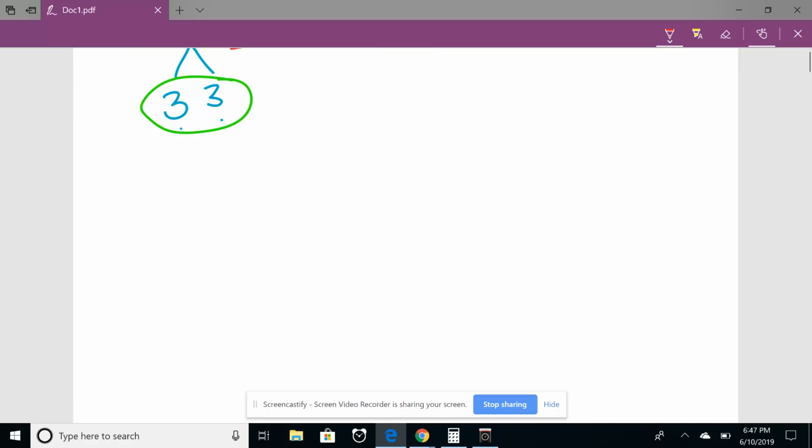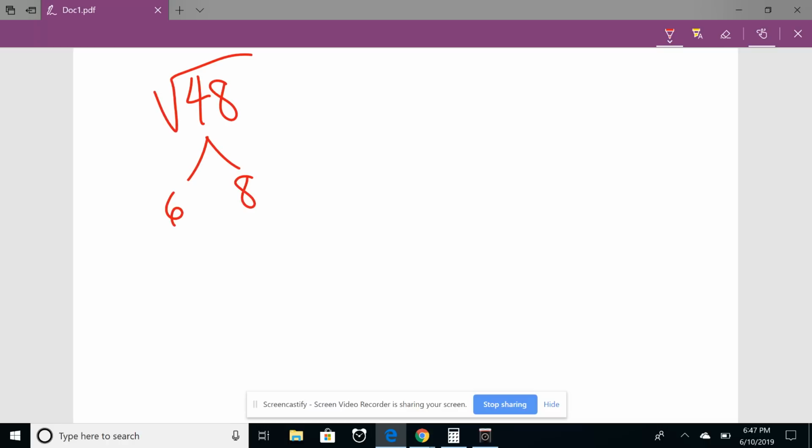All right, let's look at another example. Maybe the square root of 48. 48 breaks down to 6 times 8. It could be other numbers, but I'm going to use 6 times 8. 6 breaks down to 3 and 2. 8 breaks down to 4 and 2. 4 breaks down to 2 and 2. There are the ends of my branches.